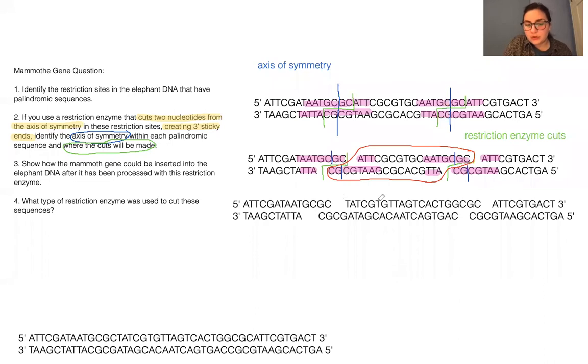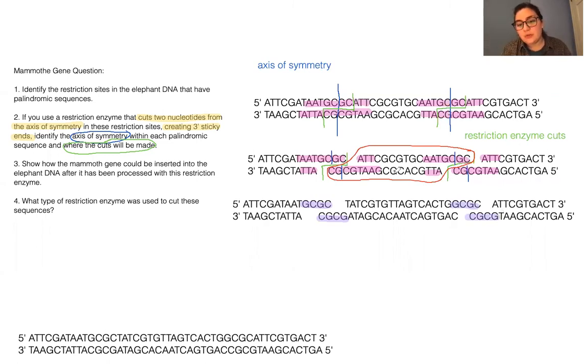So what we really need to look for is where there would be those overlaps. And so you can see right here, it's going to be this GCGC, that's the sticky end that we'd created, is going to pair up with the CGCG in the mammoth gene. And then the GCGC from the mammoth gene pairs up with that sticky end CGCG from our elephant DNA.